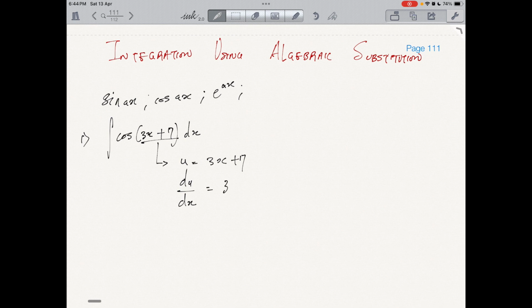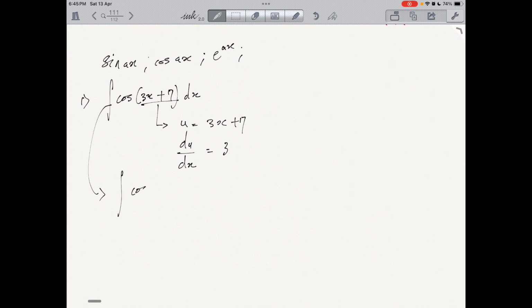Now, coming back to the question, we have cos u because we have made the substitution already. If the variable we are integrating is u, then our differential must be du. Therefore, we have to change the dx to du. So from here, let's make dx the subject of the formula. Therefore, dx is equal to du divided by 3. So we substitute the dx into this and we'll have du over 3.